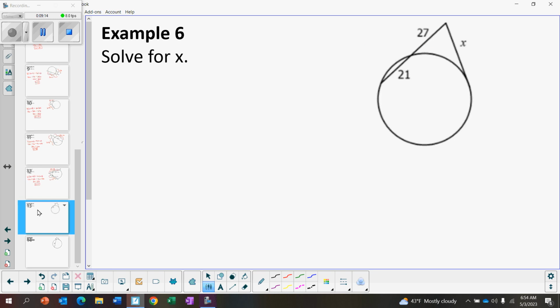So for the last ones, I have an x all by itself over here. So outside is x, whole thing is x. And on the other side, outside is 27, the whole thing is 21 plus 27, or 48.